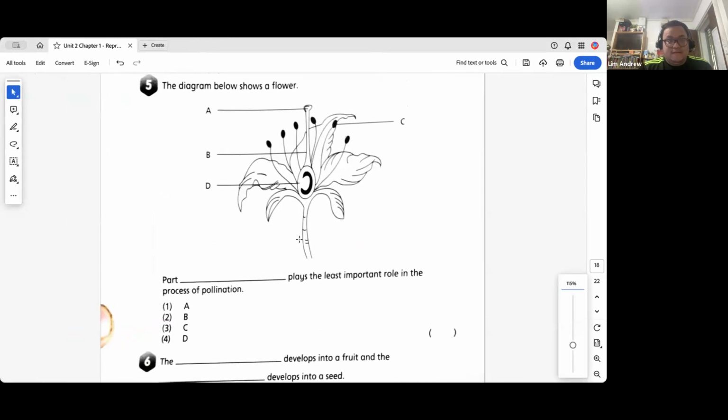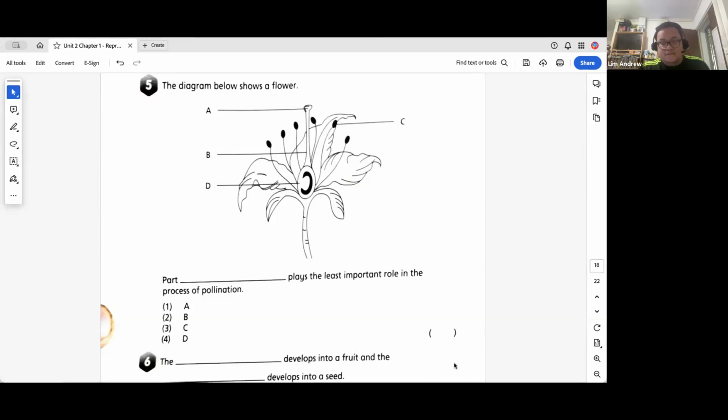Okay. This diagram shows a flower, all right? Which part, A, B, C, or D, plays the least important role in the process of pollination? Students, bear in mind the keyword is least important role during the process of pollination. Can I have a volunteer, please?